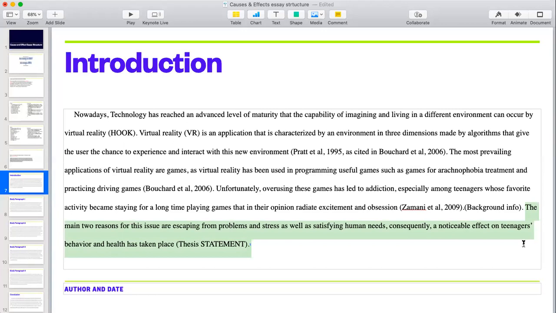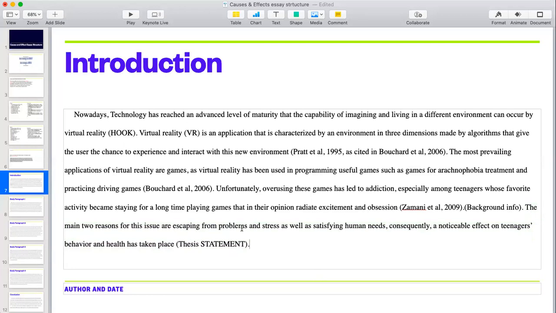So the main reasons for this issue, which is the problem explained before, are escaping from problems and stress, as well as satisfying human needs. Consequently, a noticeable effect on teenagers' behavior and health has taken place. From this thesis, what are the causes and what are the effects that the writer is talking about?